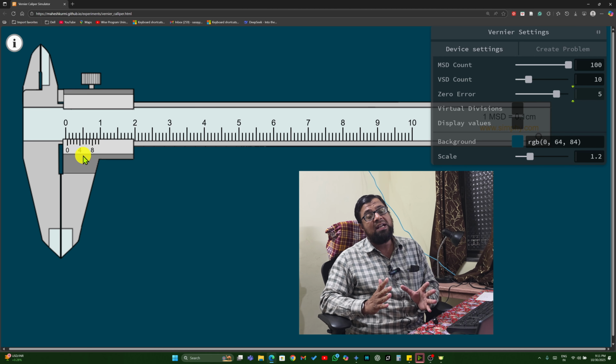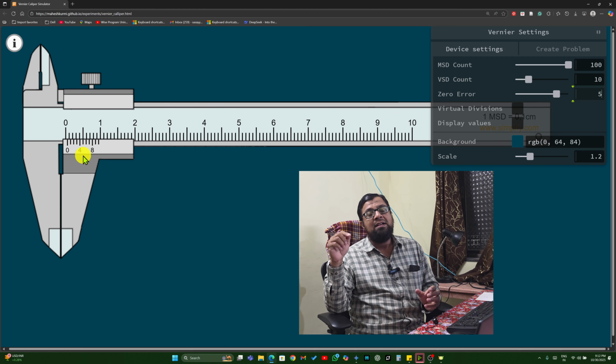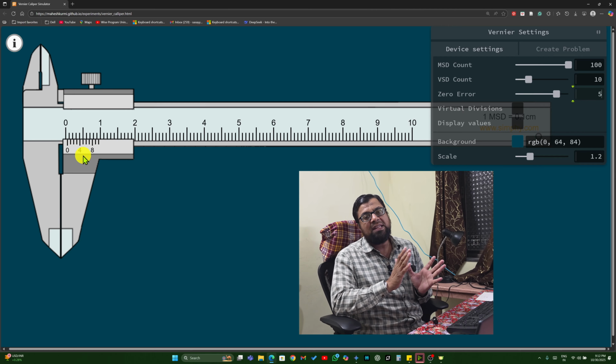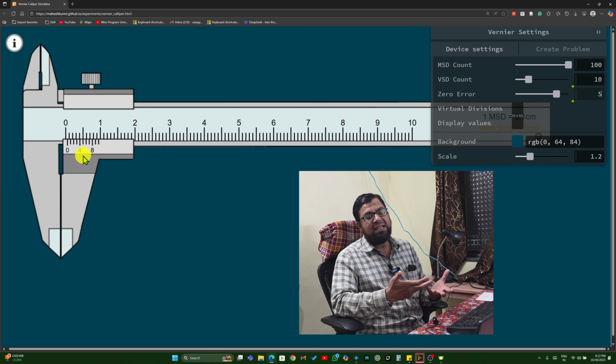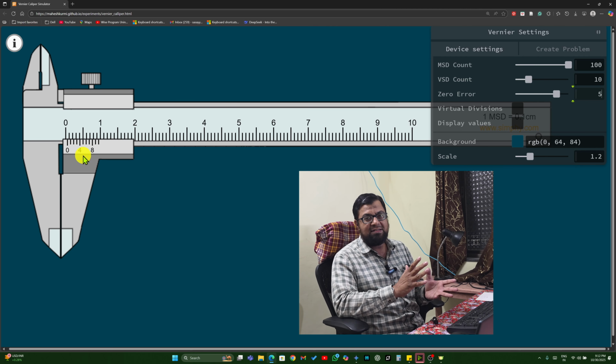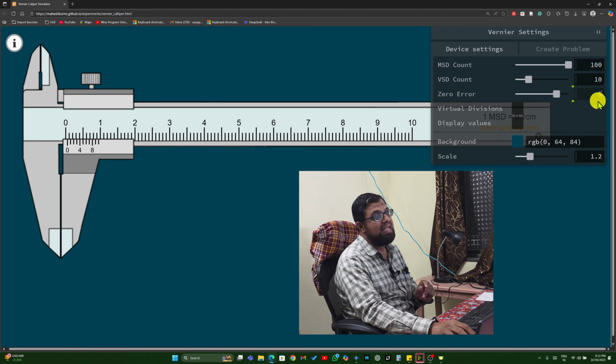Therefore, in this situation the zero error will be nothing but 5 multiplied by the least count 0.01 centimeter, which is equal to, with a plus sign, 0.05 centimeter. That will be the zero error. This zero error we have to subtract from the final reading if there is any zero error. Okay, now next we will see what is called a negative zero error.